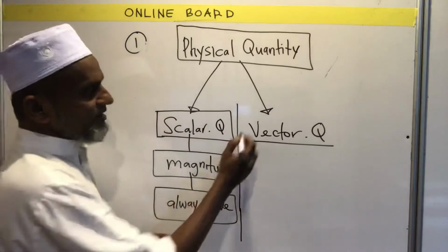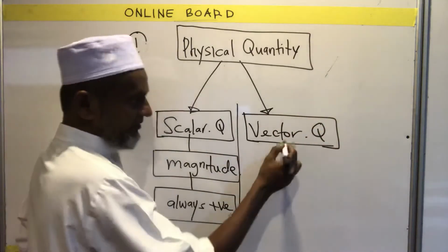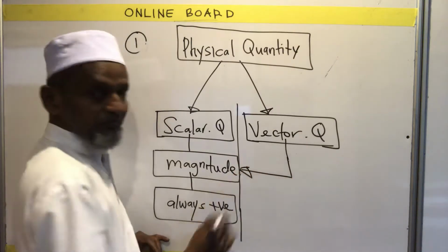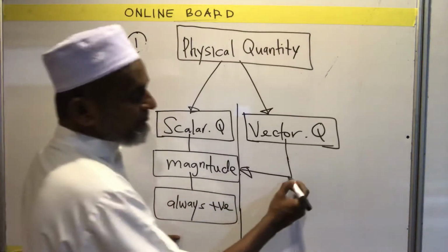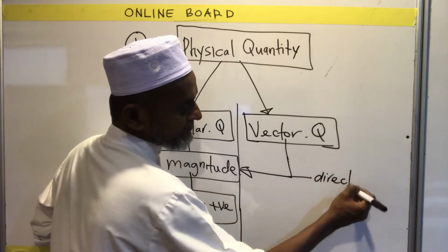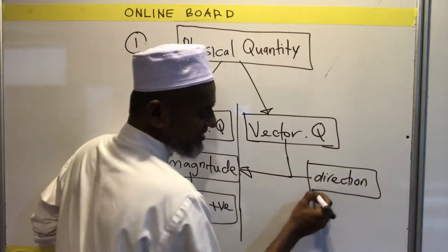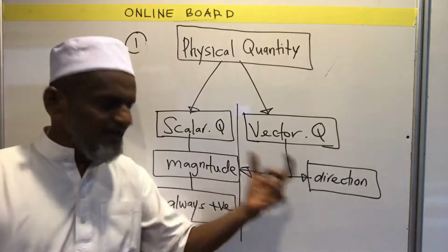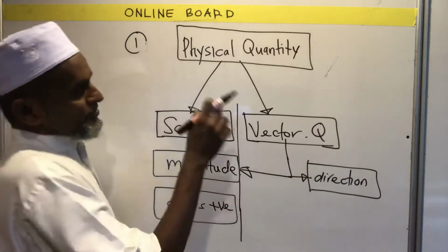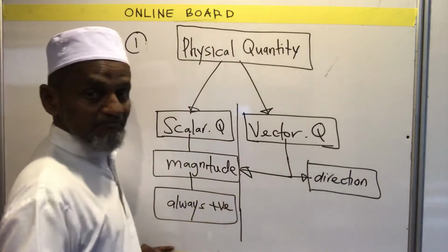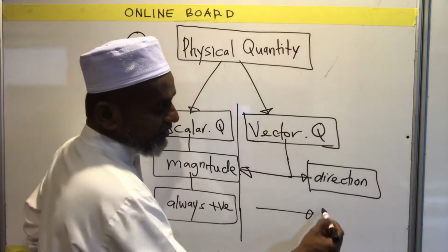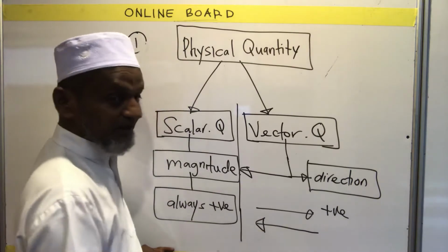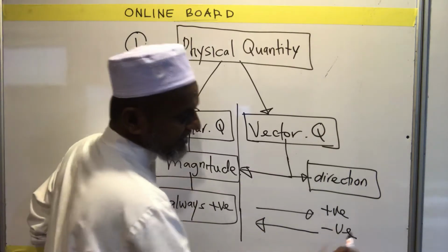Whereas a vector quantity has magnitude plus direction. So it has both. A vector quantity has magnitude and direction. Since a vector quantity has direction, if in one direction the quantity is a positive value, in the opposite direction that quantity must have a negative value.